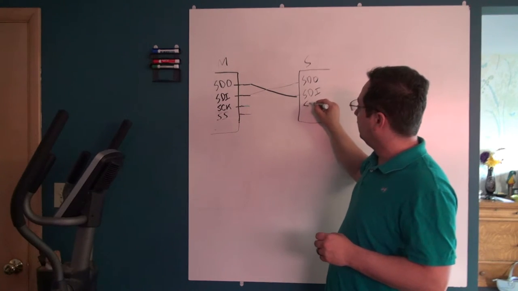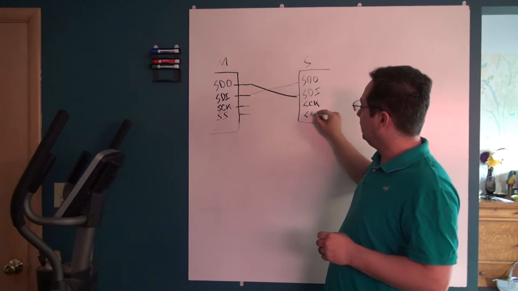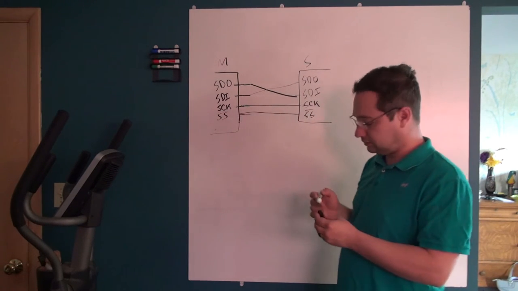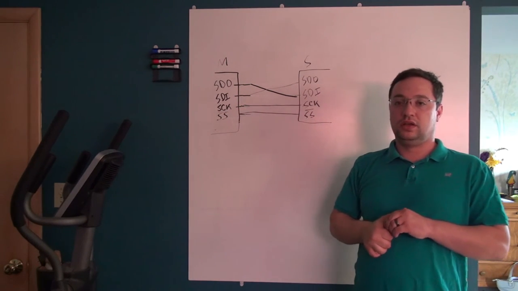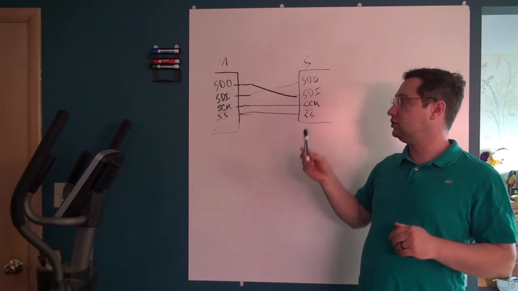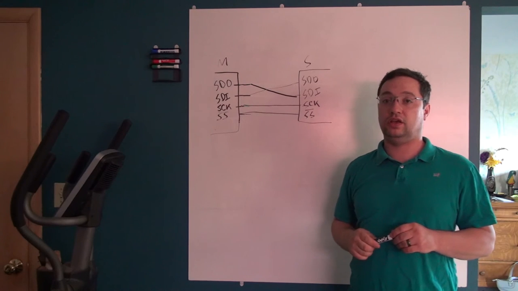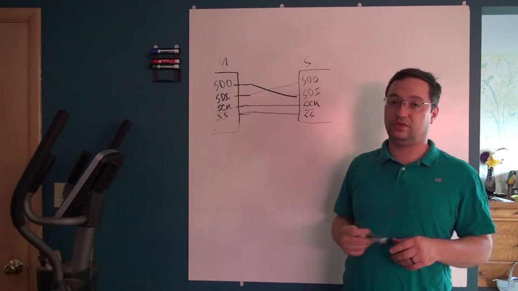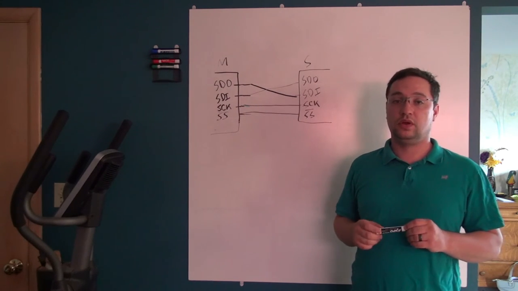The clock line and the slave select line don't need this kind of inversion, like that. So be careful if you're wiring up two microcontrollers together, and the SPI lines don't have a very clear labeling system.